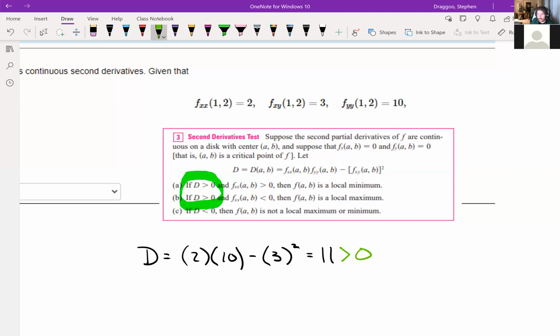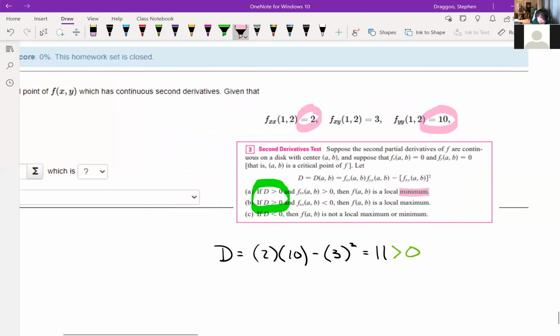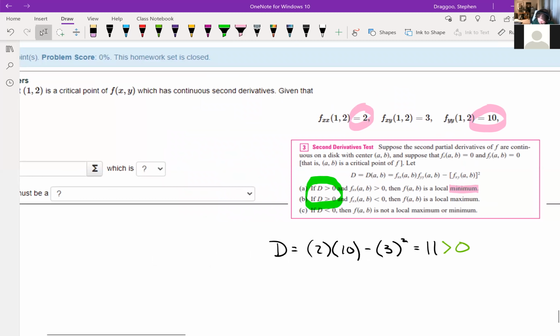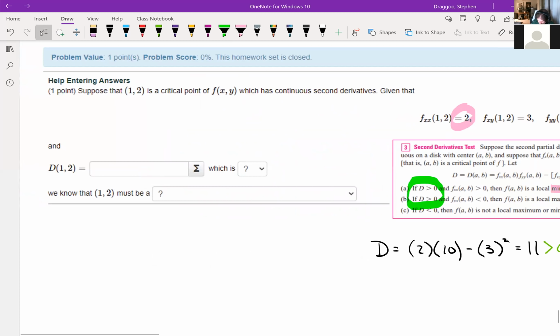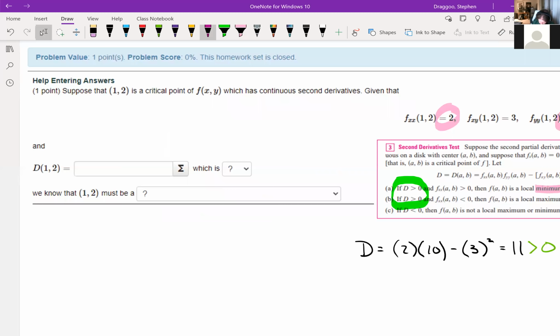So looking at our thing, both second order partials are positive, which means that this thing is a minimum. Actually, maybe let's highlight all this stuff in the other color. All these things are a minimum. So over here, minimum.